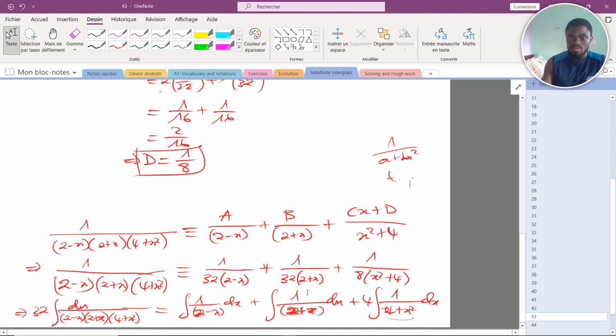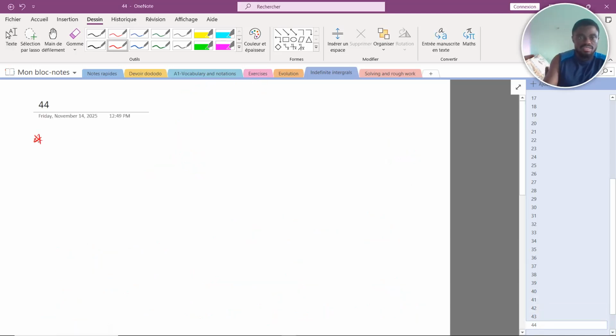I don't want to write back all of this. So let me go to the next page. So let's first find the integral of 1 all over 2 minus x dx. I will advise you to always work like this. When there are so many integrals, calculate each of them, and then you will come and substitute your answer. So the integral of this will simply be equal to what?